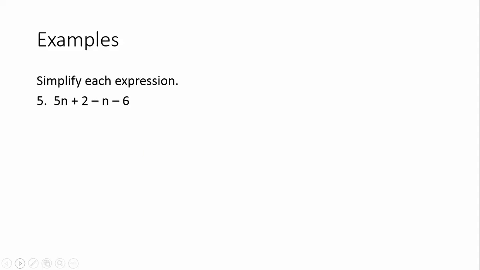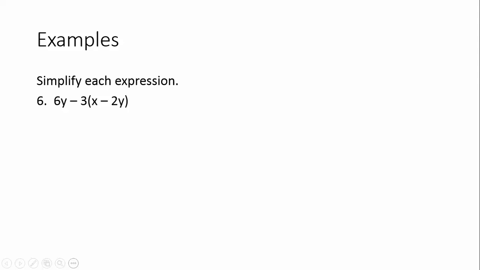On number 5, we have 5n plus 2 minus n minus 6. So 5n minus n, and be very careful with the signs here. That subtraction sign goes with this n. It's almost like saying negative 1n. So if you have 5 n's and you subtract 1n, you have 4n. And then we have positive 2 and minus 6. So positive 2 minus 6, that's negative 4 or minus 4. So our final expression here simplified is 4n minus 4. Again, these two terms cannot be combined because they are not like terms.